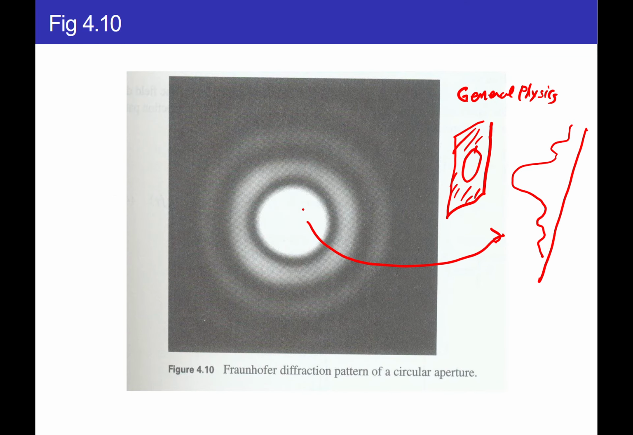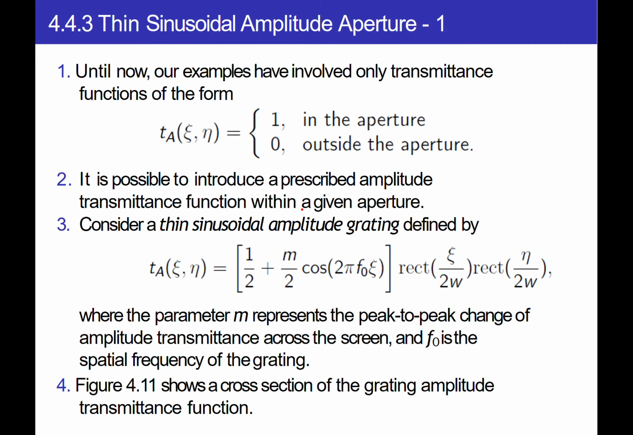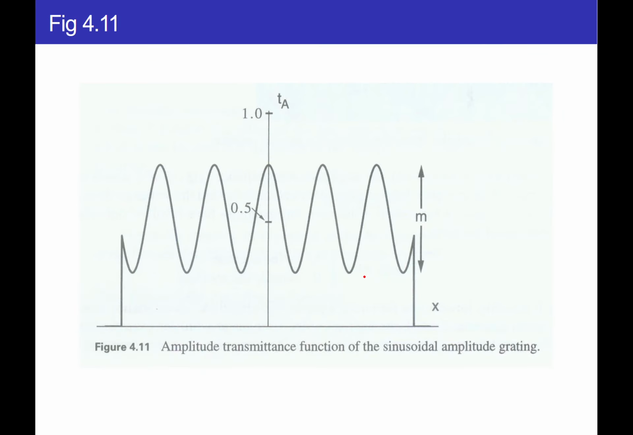Okay. And now, as a third example, we are going to talk about a sinusoidal amplitude aperture. So that it looks like a kind of transmittance is 1 outside this aperture, and we have a rectangular form. And then within the rectangular, we have this kind of modulation along the horizontal axis. Okay. So we have a rectangular aperture, and on the top of it, we have this kind of modulation like this. Okay.